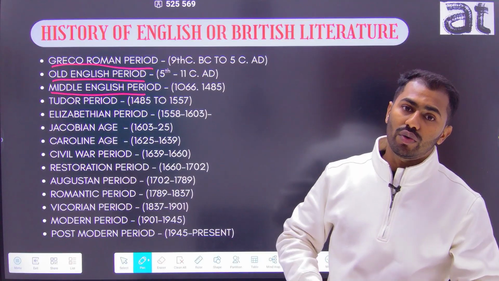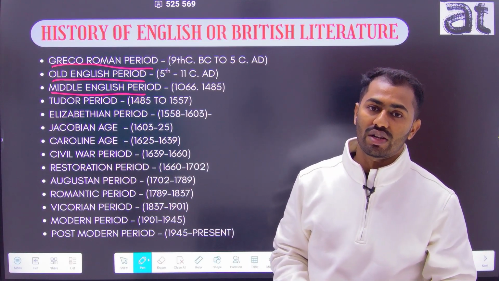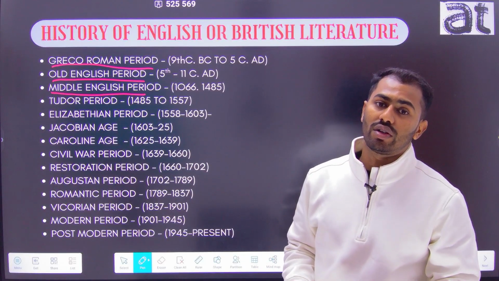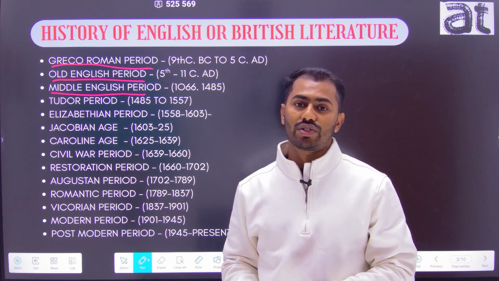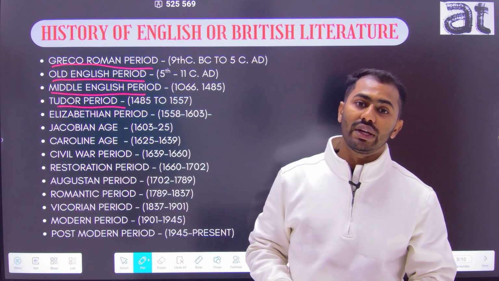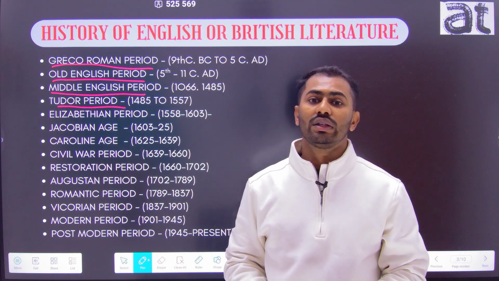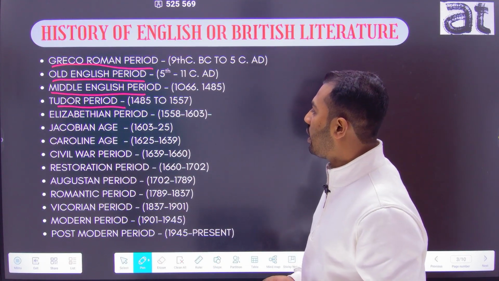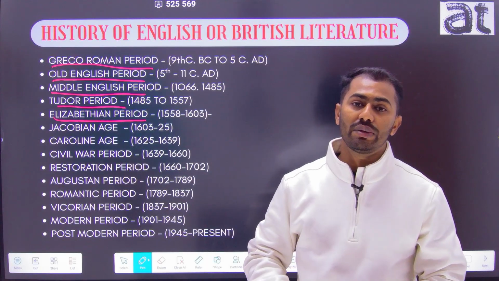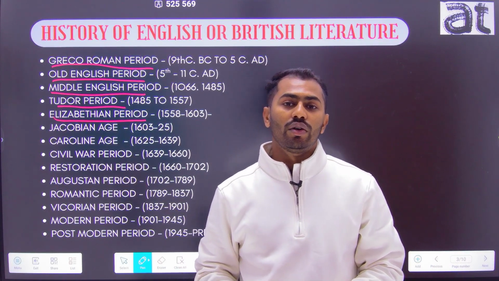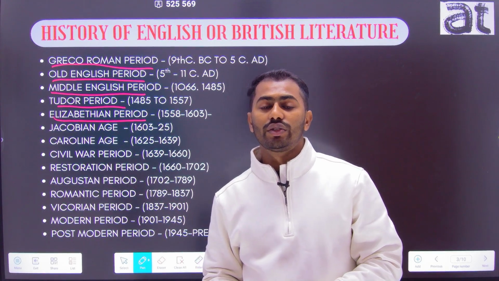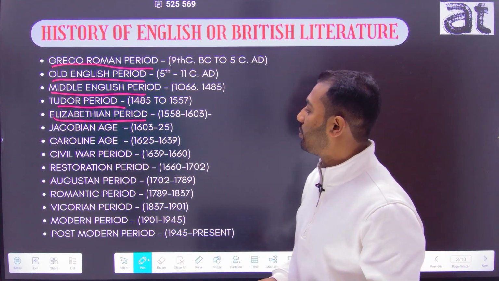Next comes the Middle English period. In the Middle English period, we will read Dante, Petrarch, Boccaccio, Geoffrey Chaucer, John Skelton, and who are the English Chaucerians and who are the Scottish Chaucerians. After that comes the Tudor period. In the Tudor period, we will read Henry Howard, Earl of Surrey, and Sir Thomas Wyatt. Next comes the Elizabethan period. In the Elizabethan period, we will read the most important playwright of that time, William Shakespeare, and who are the famous University Wits. We will also read Ben Jonson in the Elizabethan period.